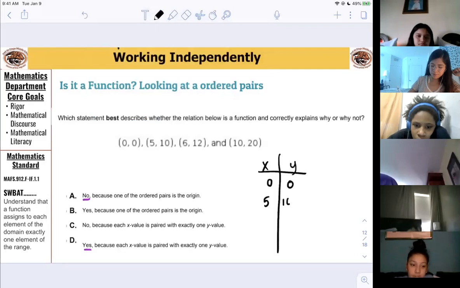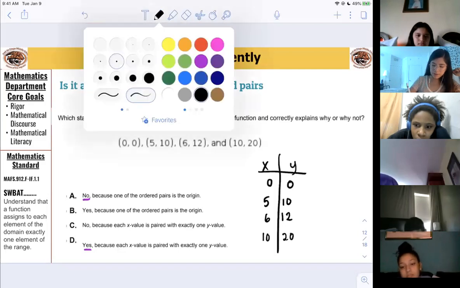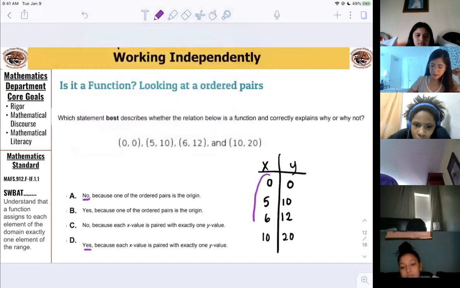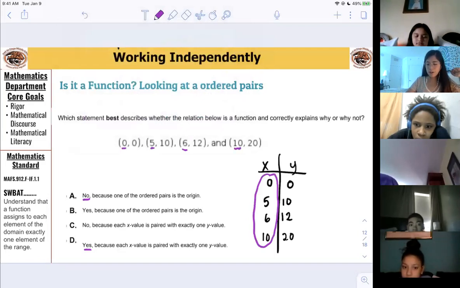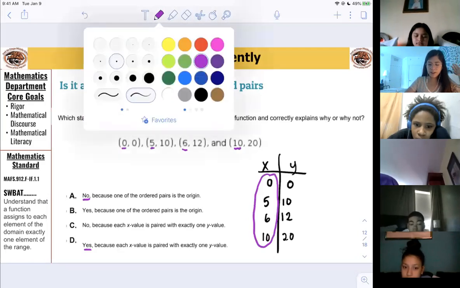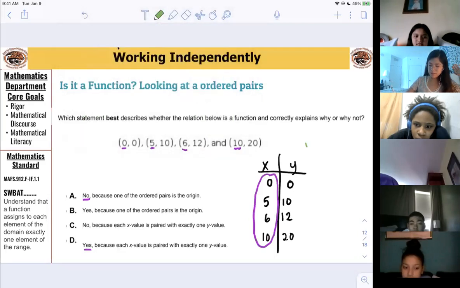You're looking at the inputs and you're looking for any repeating numbers. So are there any repeating numbers in my domain, in my input? No. So just from that, before I even look at the answer choices, you should already know, is this a function, yes or no? Yes. This is a function.